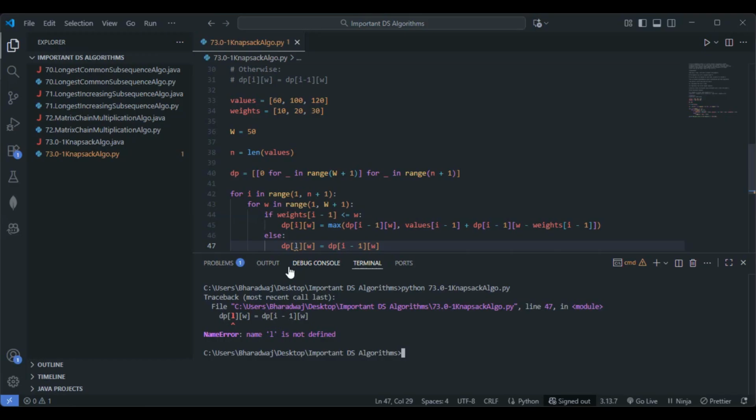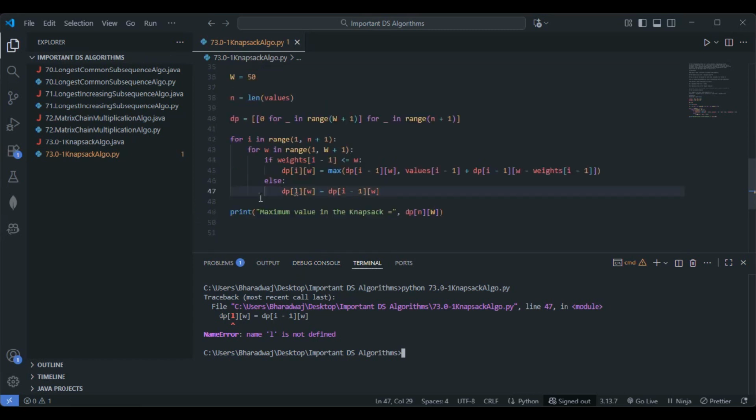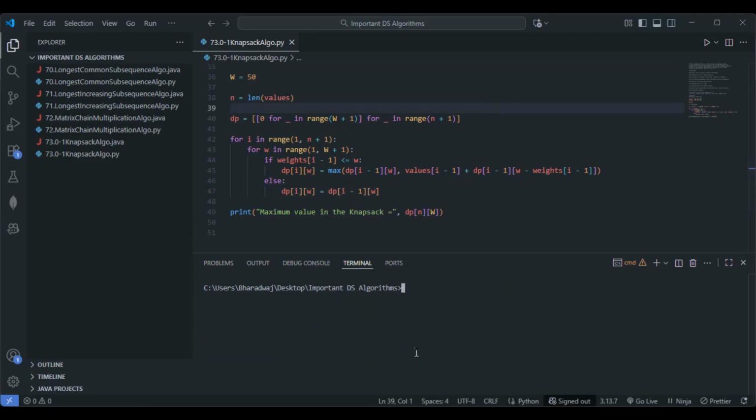So we have here line number 47, else we are going with dp of not lw man. So this one has to be dp of iw. Sorry. Let me clear the screen here. Yeah, now we are getting the output: maximum value in the knapsack equals 220. So there was some typo here, you saw that. Now we are getting the desired output, right?